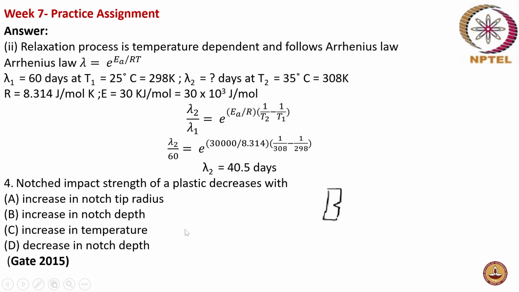So a notch is nothing but, you have something like this. You could see in the figure, this is some kind of an opening. This kind of opening in a continuous element is called a notch. So notched impact strength of a plastic decreases with increase in notch depth. If this notch depth increases, the impact strength starts decreasing.